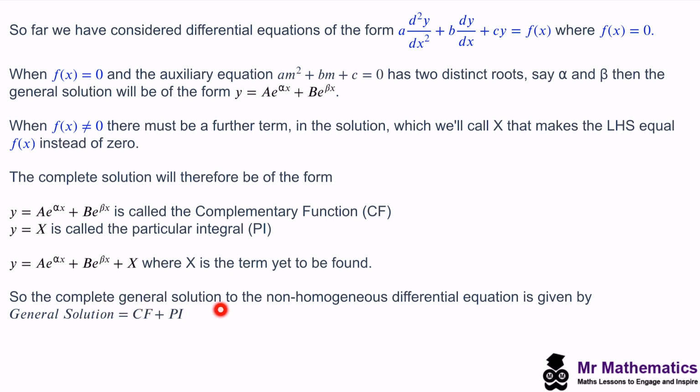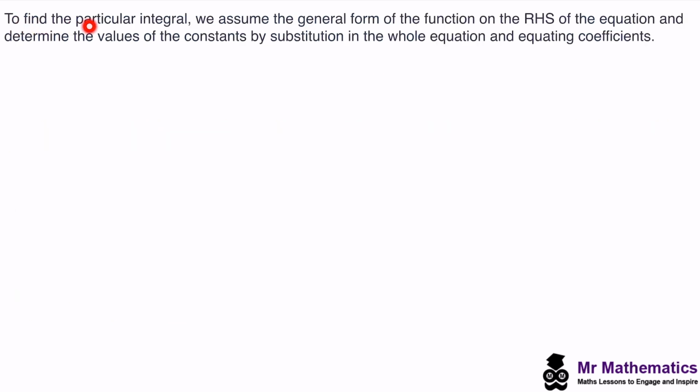So the complete general solution to a non-homogeneous differential equation is given by the general solution is equal to the complementary function plus the particular integral. And to find the particular integral, we assume the general form of a function on the right-hand side of the equation, and determine the values of the constants by substitution in the whole equation and equating coefficients. So this will make a lot more sense as we work through an example in a minute.